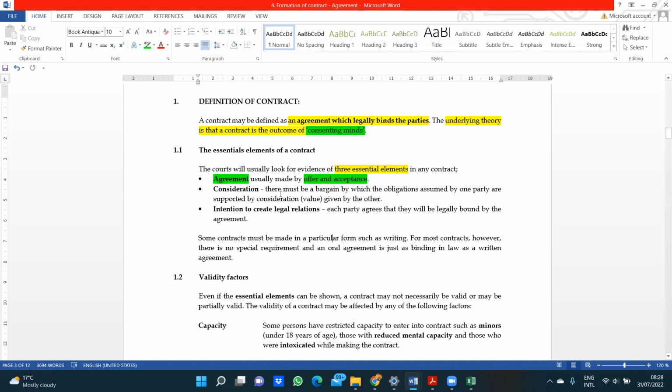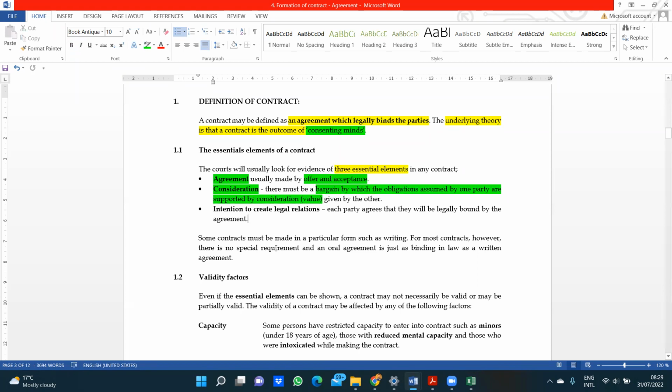Consideration. There must be a bargain in which the obligation assumed by one party is supported by consideration given to the party. Consideration is above all the value, what is being exchanged for providing the service under the contract. This is all about consideration. So, a bargain in the obligations assumed by one party is supported by consideration. Consideration means payment.